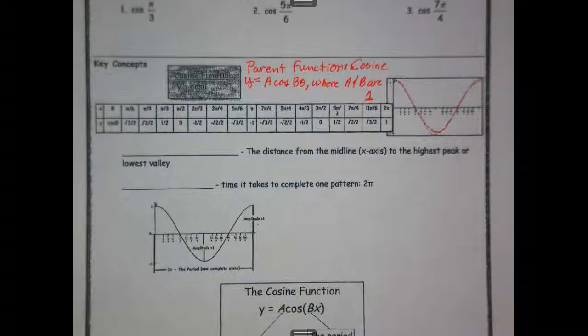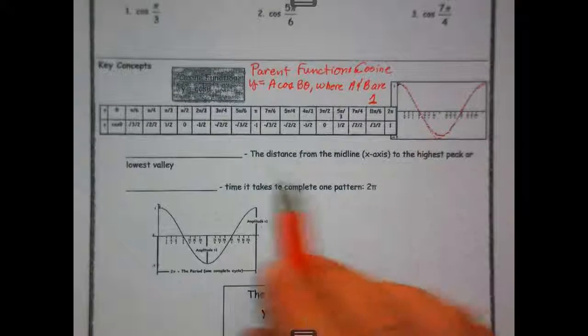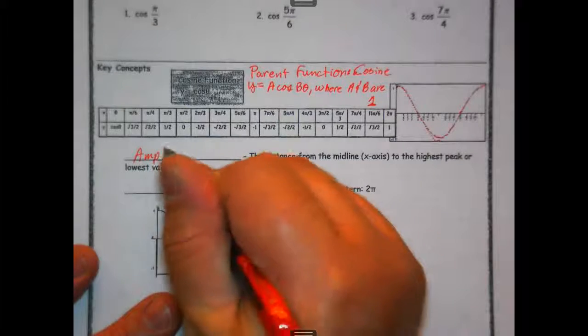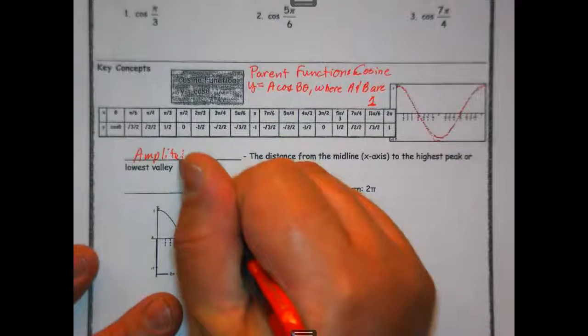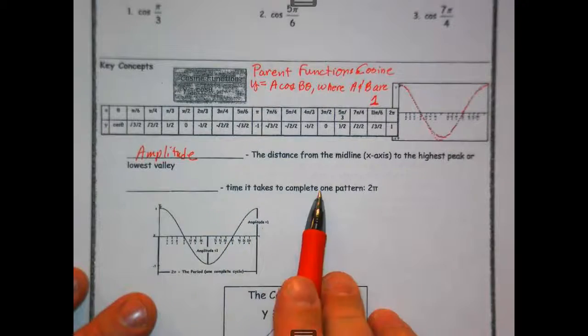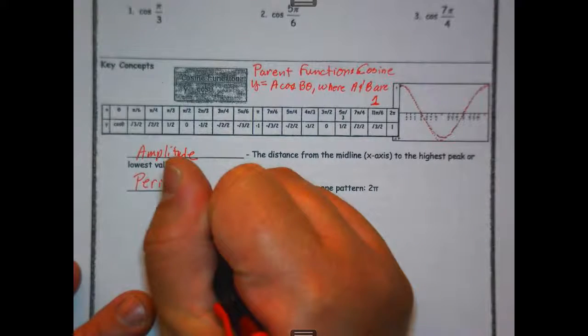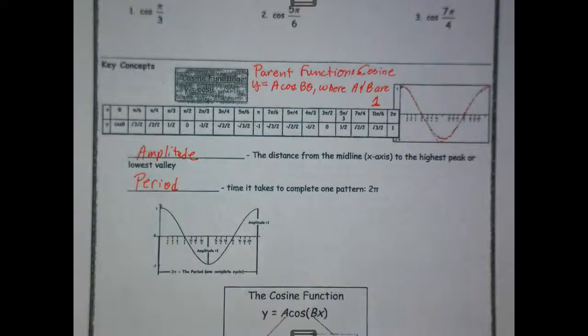Your language. Okay, the distance from the midline, that's our amplitude. And the time it takes to complete one pattern is our period. Sit down.